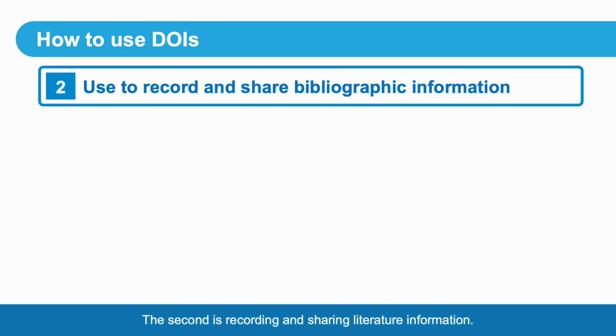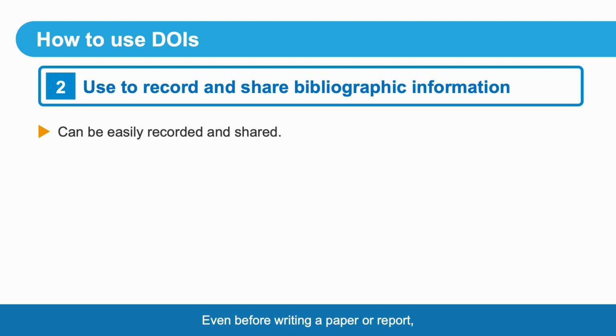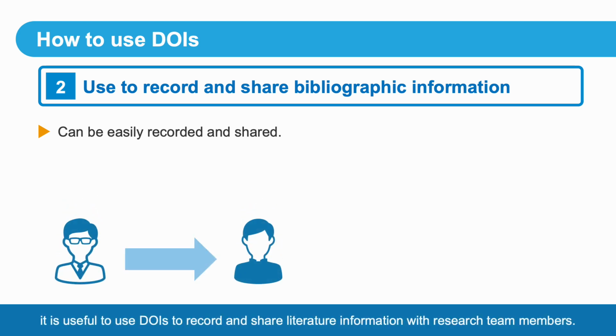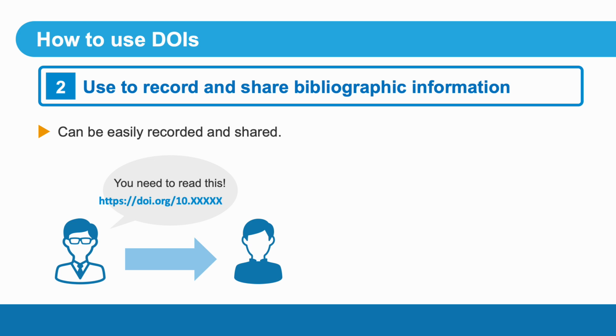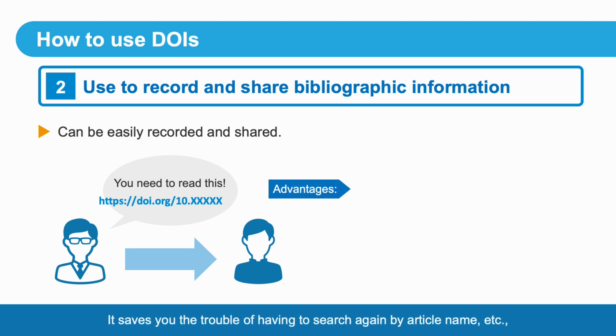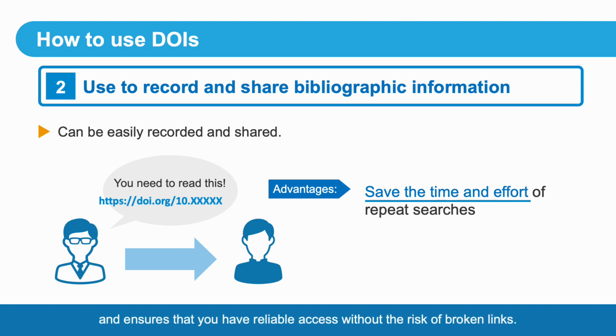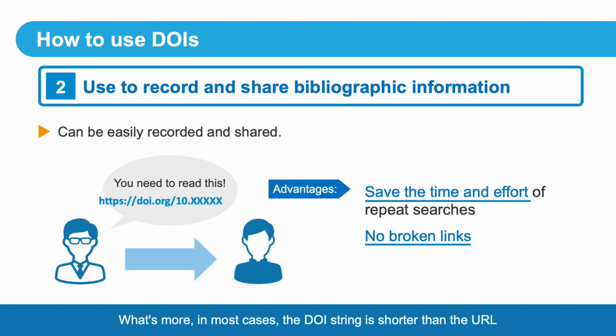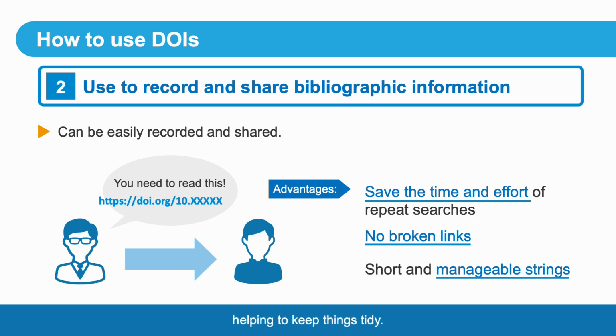The second is recording and sharing literature information. Even before writing a paper or report, it is useful to use DOIs to record and share literature information with research team members. It saves you the trouble of having to search again by article name, etc., and ensures that you have reliable access without the risk of broken links. What's more, in most cases, the DOI string is shorter than the URL, helping to keep things tidy.